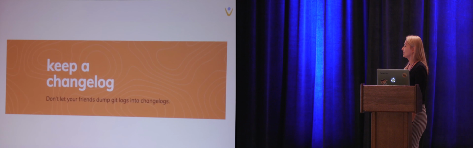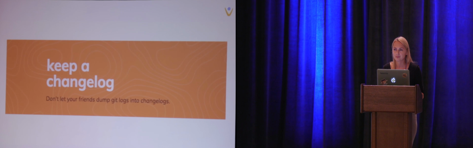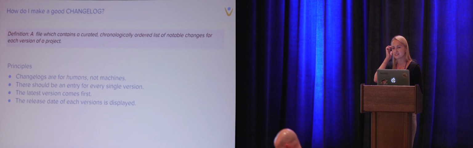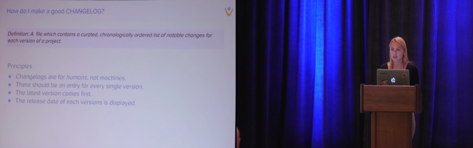Okay. Changelog. I guess everybody is keeping a changelog, so I'm going to go fast through this. Don't let your friends dump Git logs into changelogs. Why? Because the users who are going to read these changelogs are humans, not machines. So you want to bring this information in a human-readable format. There should be an entry for each version, and of course the latest version needs to come first at the top along with the date.